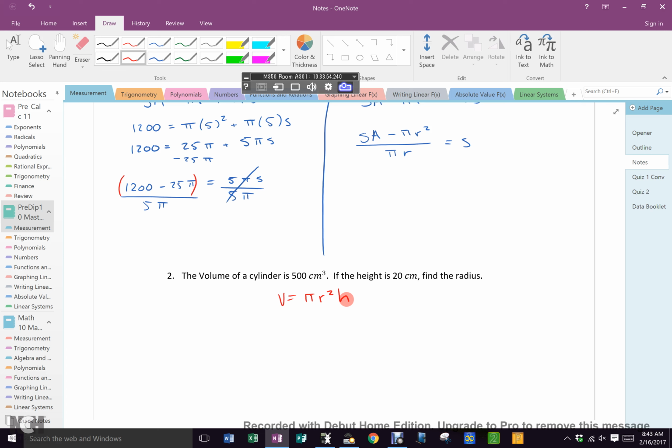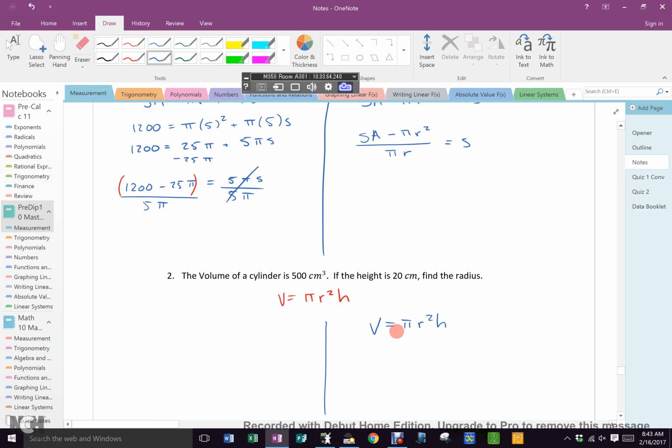You can do either side. I don't care which one. You can either put in the numbers and then move it around, or you can move it around with just letters. I prefer to move it around with just letters and then put my numbers in. That's what I prefer to do. You don't have to, though. So I'm going to come over here and do this. I need r by itself. I got V = πr²h.